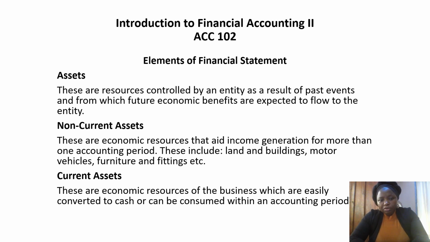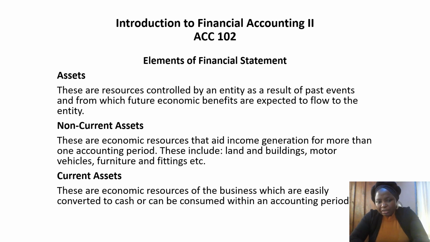Before now, the non-current assets used to be referred to as fixed assets. But we no longer call them fixed assets. We now refer to them as non-current assets in line with the International Accounting Standards Board framework. So when we talk about non-current assets, we mean the economic resources that aid income generation for more than one accounting period.